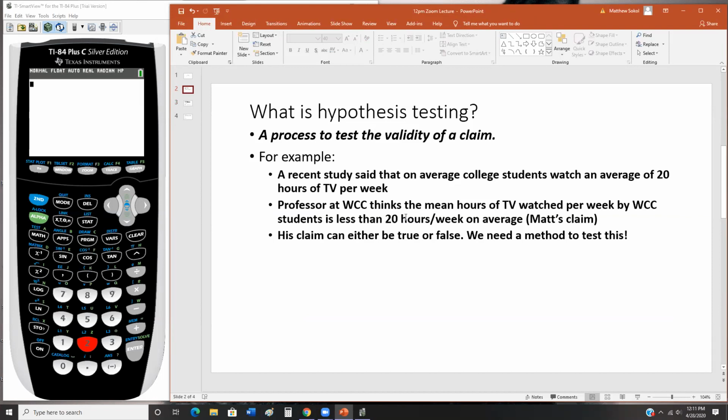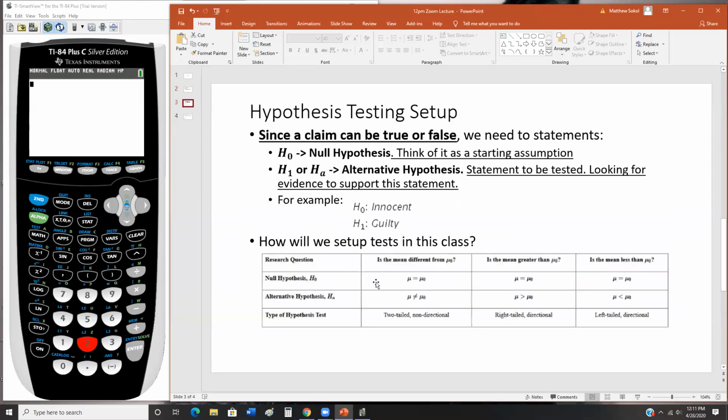That students watch how many hours per week? Looks like they watch 20 hours per week. So we're going to start with some null assumption there. And now the alternative hypothesis you'll see is set up. We have three options. The null is the same for each type of test here. The alternative is different. A two-tailed test here is that you're saying the mean is not equal to that number.